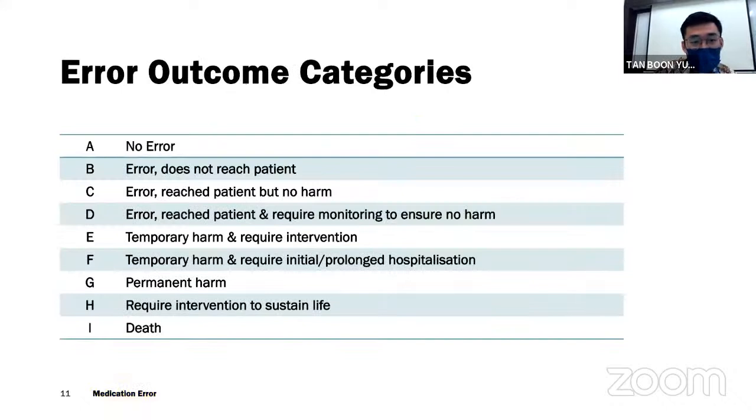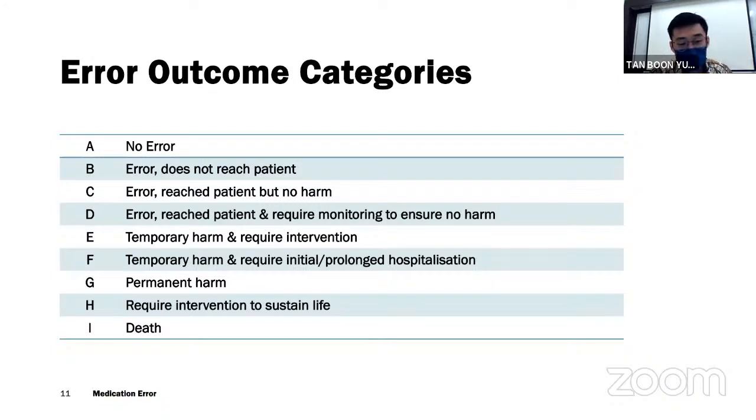So next it will be the outcome. So how do we categorize outcome? We can see this coding is actually from the National Medication Error Reporting System by KKM. So A is no error, but actually no error is put here as a category because it is when there was no error, but it is potentially to cause error, then it will be in category A.